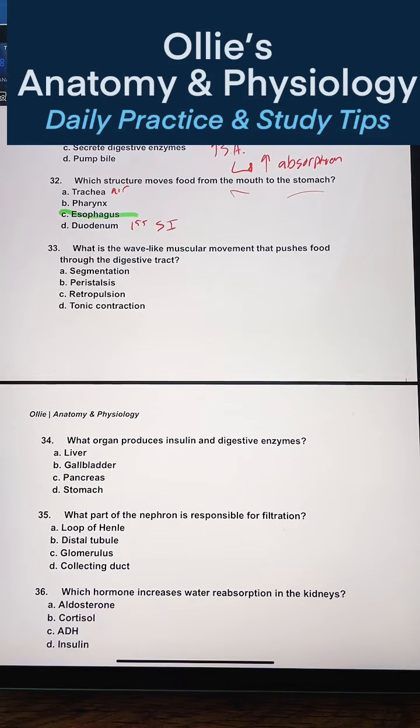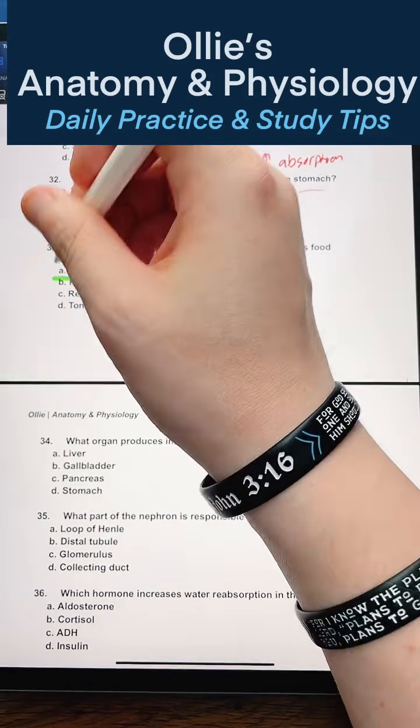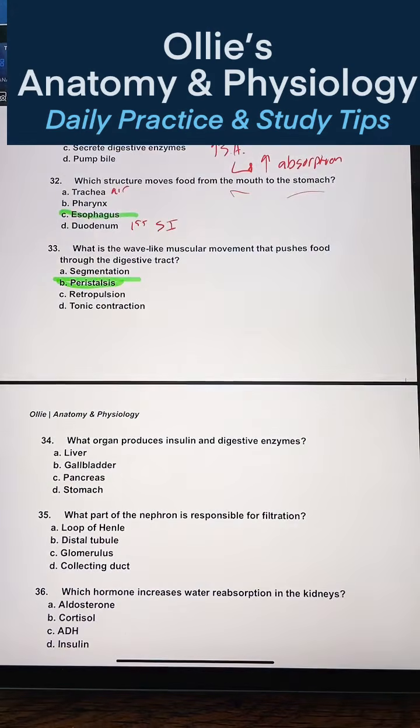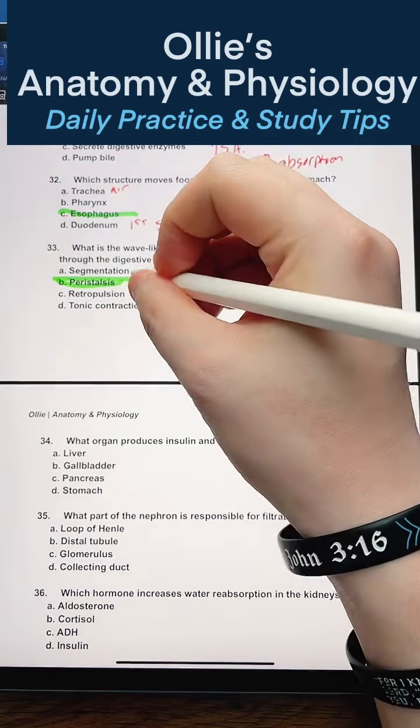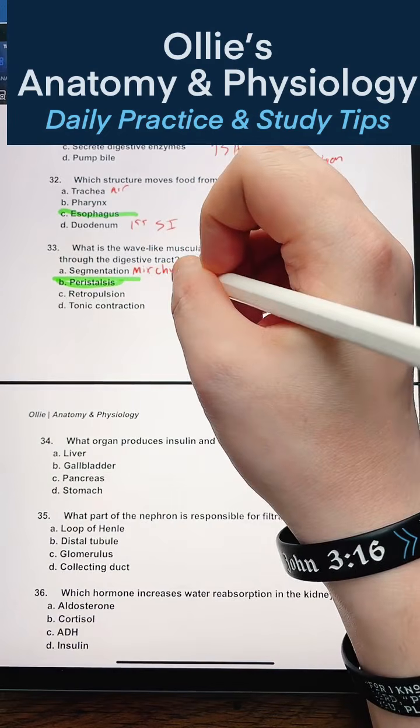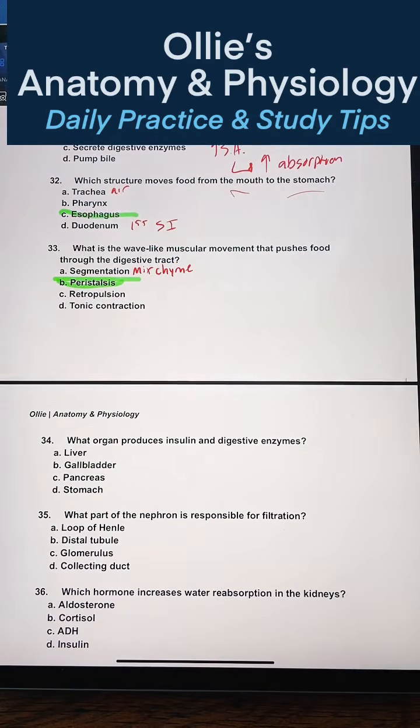The answer is going to be B. It is peristalsis. Peristalsis, again, those involuntary wave-like contractions that move food. Segmentation mixes chyme. Retropulsion is the backward flow in the stomach. And tonic contraction, that's a sustained contraction, not wave-like.